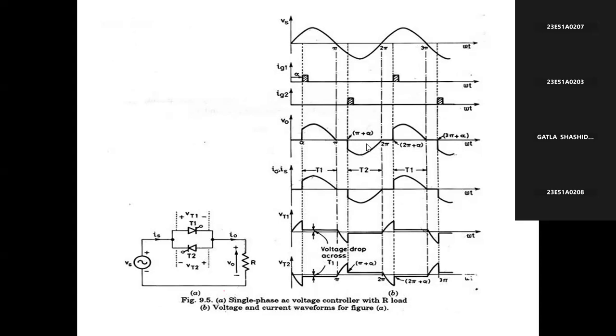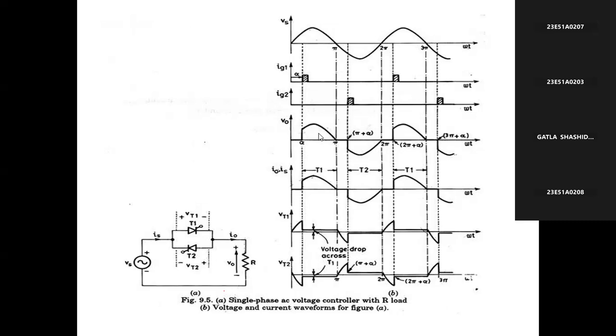Why in the negative cycle we are getting output voltage? When T1 is on, we are getting positive. But when T2 is on, negative. See here, when T1 is on, current is flowing in the load in the downward direction. Now when T2 is on, polarity is changed, current is flowing in the upward direction in the load. Then again T2, then into source. When T1 is on, current flows in the load in the downward direction. If T2 is on, current is flowing in the reverse direction in the load. Polarity is changed in the load. That's why you are getting output voltage in the negative cycle.